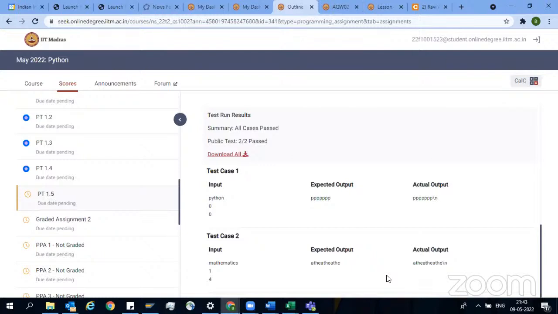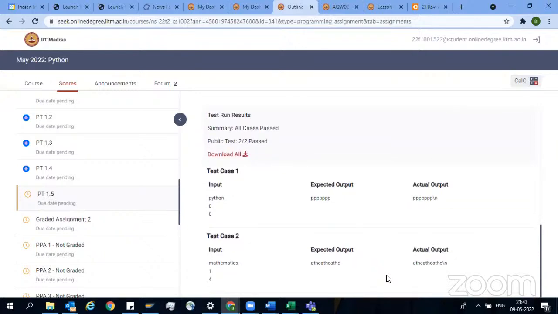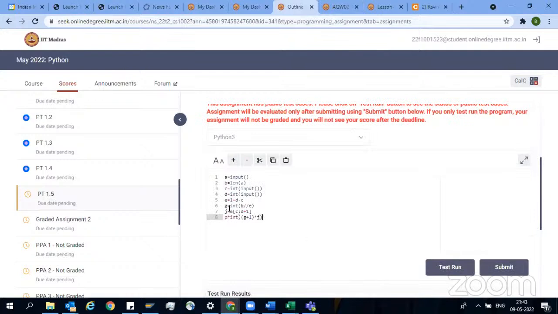Sorry, no. That is 11 divided by 4, right? Yes, sir. Because the length of ATH is 4. 11 divided by 4 will be equal to 2. If you multiply ATH 2 times, then the length of the final word will be only 8. It won't be greater than the length of mathematics, right? That's why you should be using g plus 1.